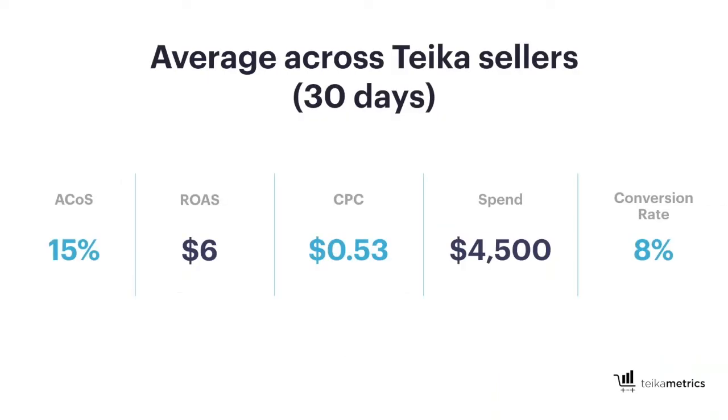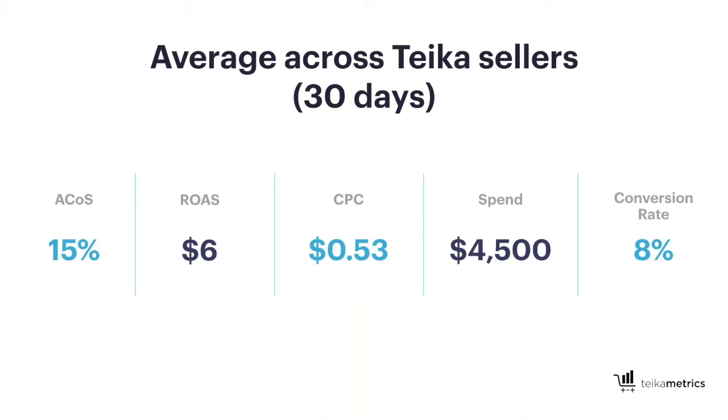Great. So we've had a couple of requests for benchmarks. So we wanted to share some of our own data here with you. So this is just some averages we've seen within our own sellers looking back over a 30-day period. So we've seen, based on an average monthly spend of about $4,500 on SP, a 15% ACoS, a $6 ROAS, 50-cent or 53-cent CPC, and 8% conversion rate. And just to note, this is a lot of different categories tied together, a lot of different types of sellers. So it's really going to vary.